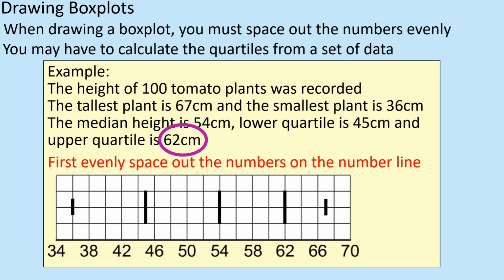At the minute, it doesn't look like anything other than a bunch of lines. But because we've been asked to form a box plot, we need a box and what we call the whiskers that go with it.